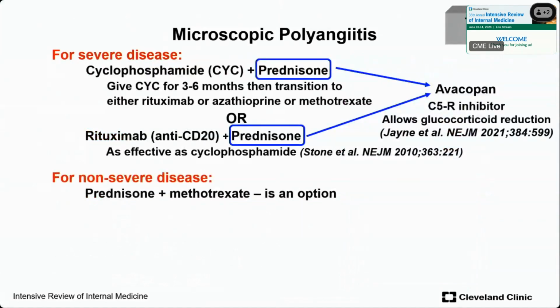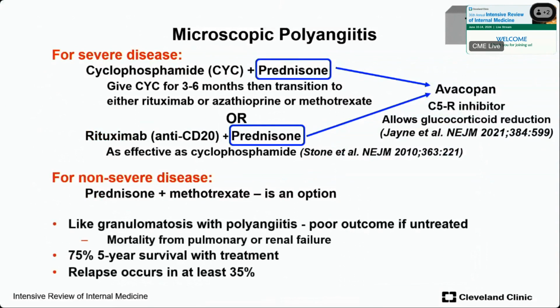The treatment approach to MPA is similar to what we discussed with GPA. In the management of severe disease, it is glucocorticoids in combination with either cyclophosphamide or rituximab, with the availability of avacopan. And for non-severe disease, prednisone and methotrexate is an option. Like granulomatosis with polyangiitis, microscopic polyangiitis has a poor outcome if untreated, with mortality from pulmonary or renal failure. There's a 75% 5-year survival with treatment, and relapse occurs in about 35% of these patients.